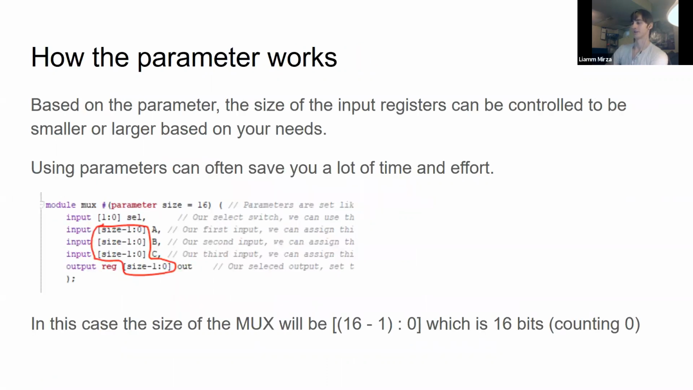Oh, this kind of explains what we went over earlier. So for this, the default parameter that we made is 16 for the size, so it'll cause A, B, and C to be from 0 to 15, and also the output as well.